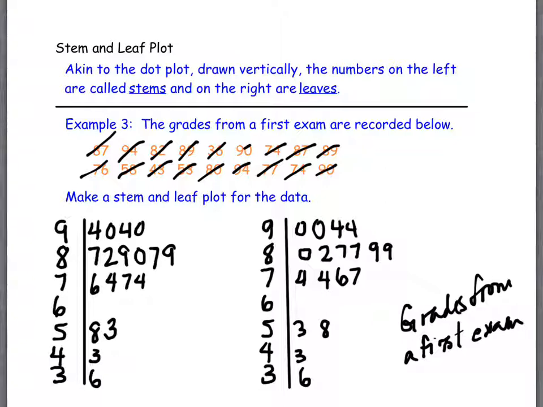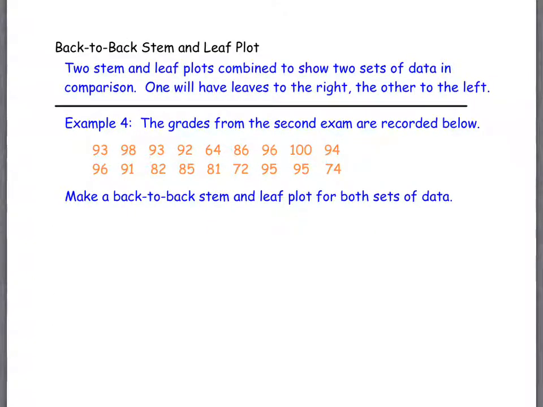Okay, so now as Ashley saw, there's another set of data here. The other set of data is actually grades from a second exam, from the same class, just so you know. 2 stem and leaf plots combined show how things are different or changed over time, or between 2 like administrations of an exam. One will have the leaves drawn to the right, and one will have the leaves drawn to the left. So they'll actually space out in both directions.